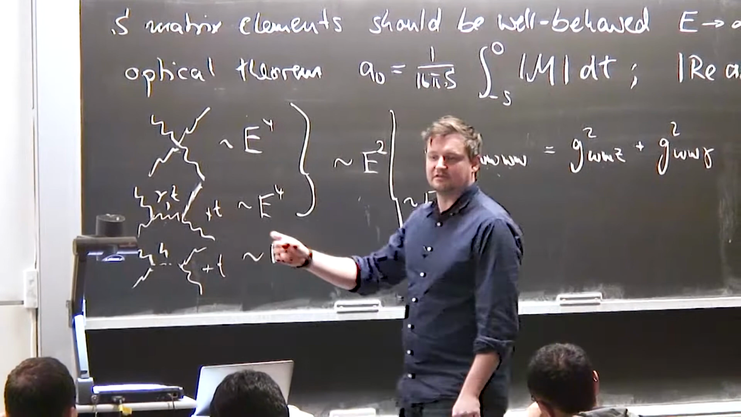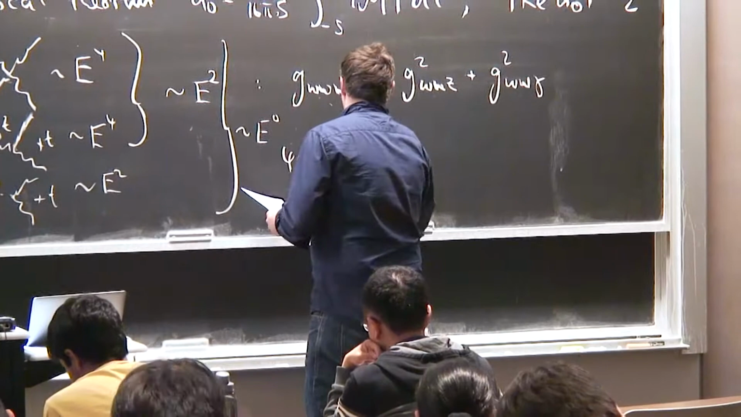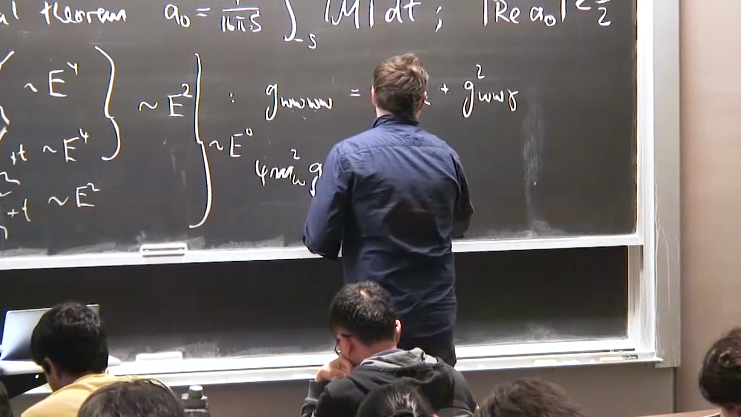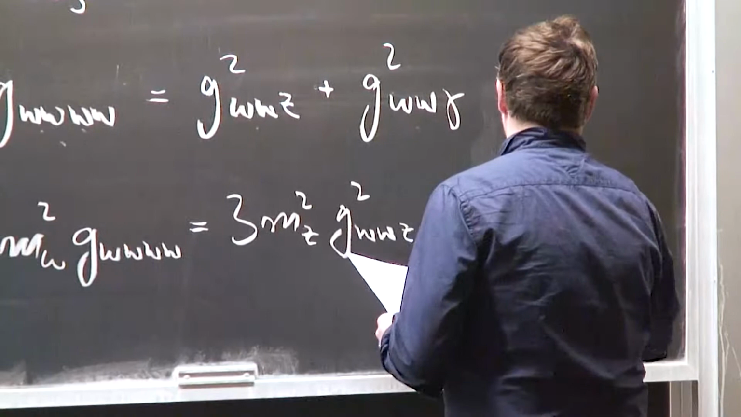Okay, and the associated sum rule that you can find for that would be 4 times mw squared times the quartic vertex is equal to 3 mz squared GWWZ squared plus GWWH squared. Okay.